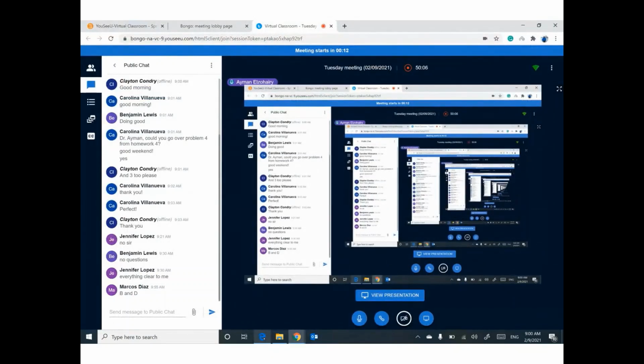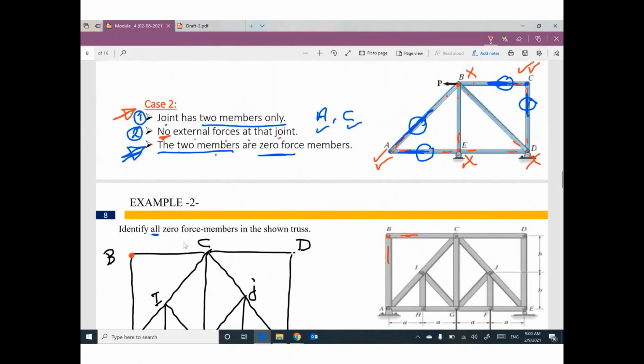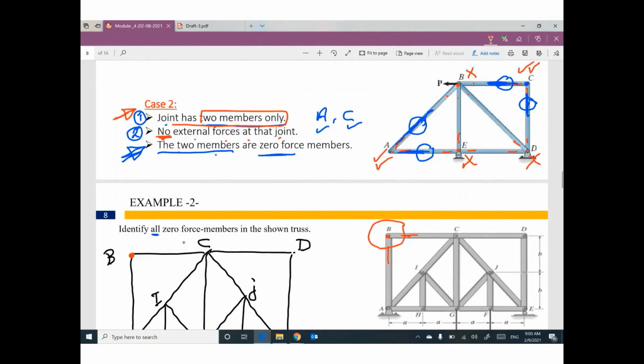Thank you, Marcus. Thank you. Joint B. How many members do you have at joint B? 2? Yes, we have only 2. So, 2 members only. Do you have any external load? Do you have any applied load at this joint? Is it given in the problem? Any external load? No. So, no external load.